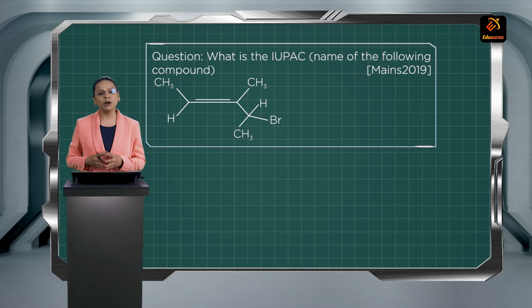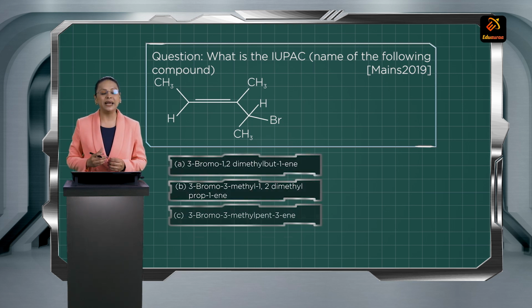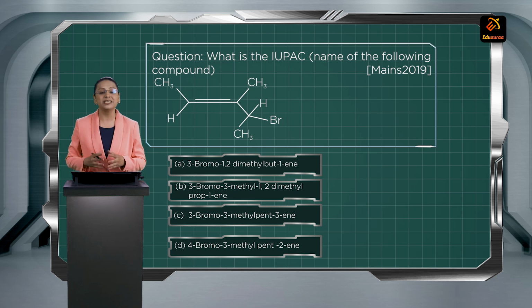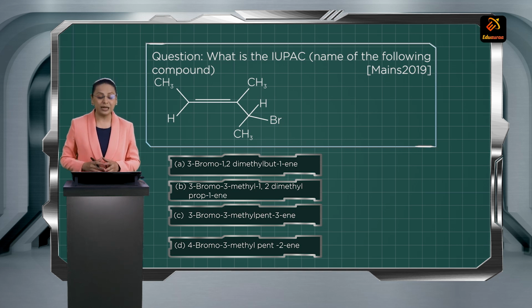Coming to the next question. What is the IUPAC name of the following compound? Now here they have given us a compound in which bromo group is there, methyl substituents are given, and then options A, B, C, and D contain different combinations of different names. Now this particular question had come in mains 2019. So let's try to solve it.